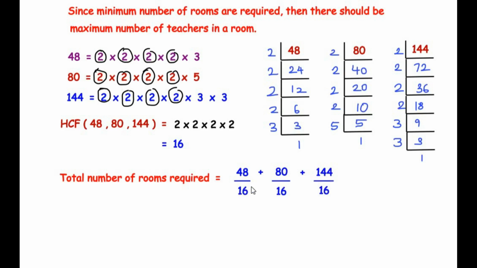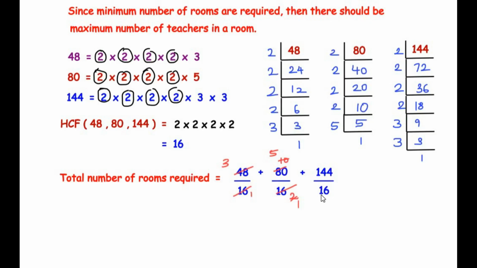Now 16 divides 48, that is 16 1 times is 16 and 16 3 times is 48. Now 16 and 80 go in the table of 8. So let us take the highest number. 8 2 times is 16 and 8 10 times is 80. Now 10 gets divided by 2, that is 2 1 times is 2 and 2 5 times is 10.